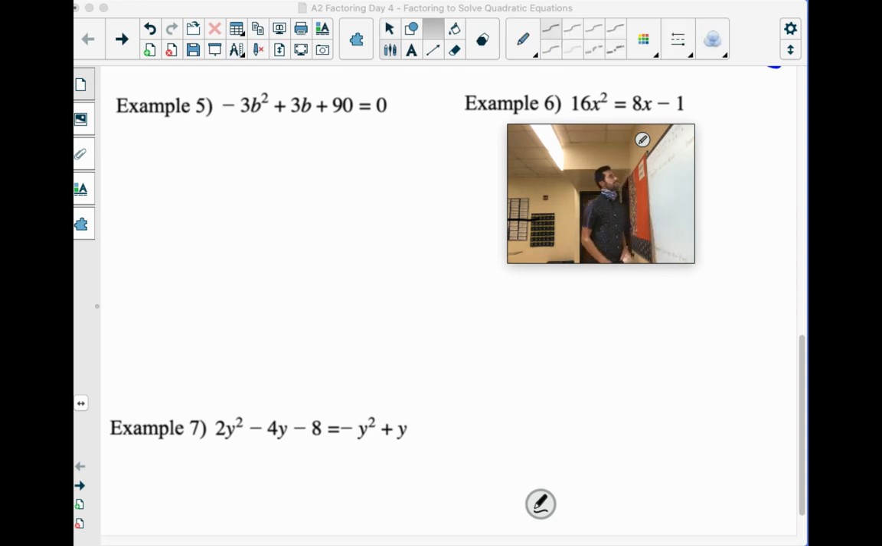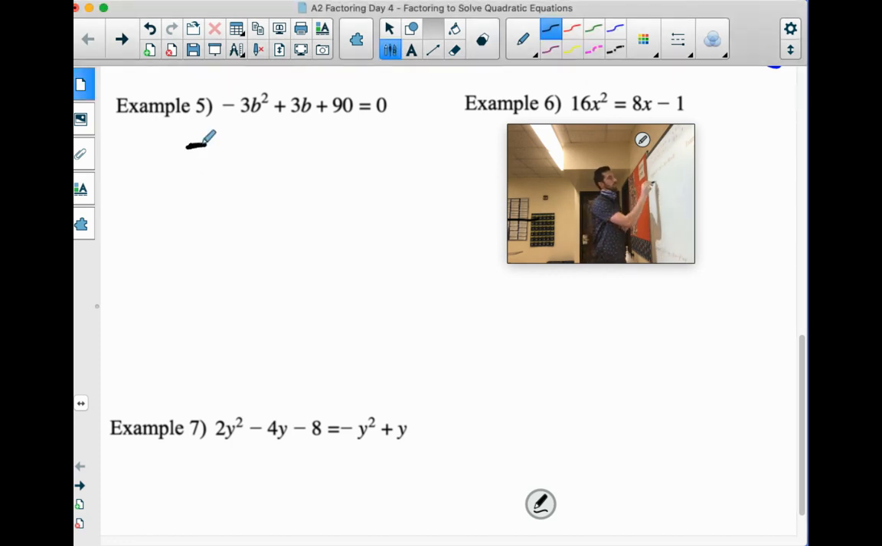I write negative 3b squared plus 3b plus 90 equals 0. Make sure it equals 0. Done. And then factor greatest common factor. Now I see that first term is negative, so automatically I know I have to factor out a negative. But do they have anything else? Oh yeah, 3. So we're going to kick out negative 3.